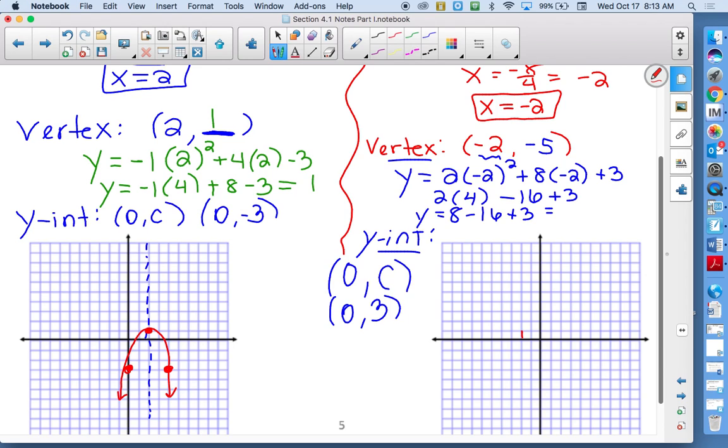So over to -2, make a dashed line. The vertex is -2, -5, so at -2 down to 5. And this time the y-intercept is up to 3. So using symmetry, I need to have a point on the other side of the dashed line. Right now I have a point on the right, 2 spaces, so I need to go to the left 2 spaces. Questions?